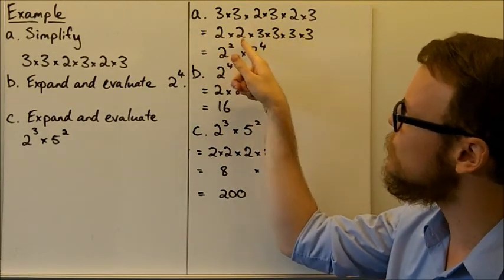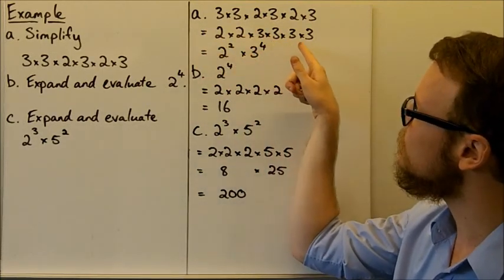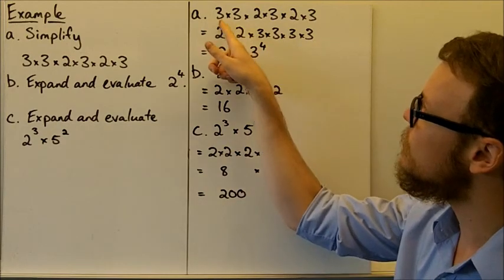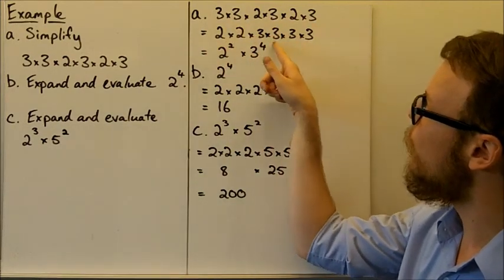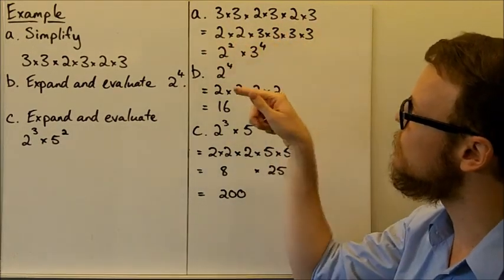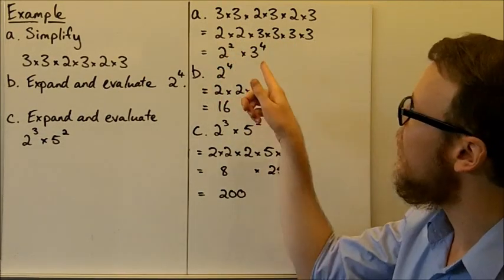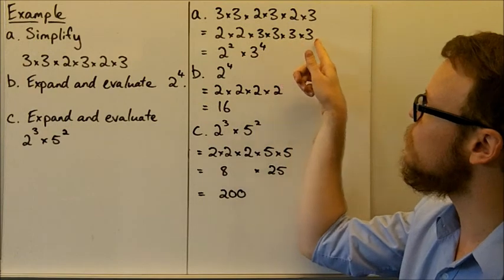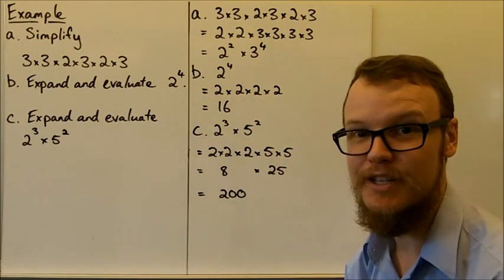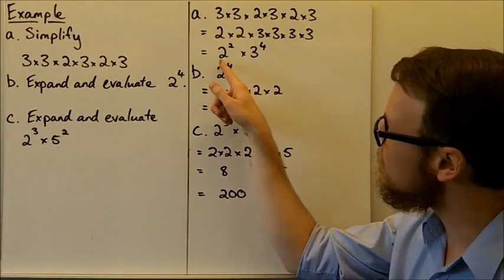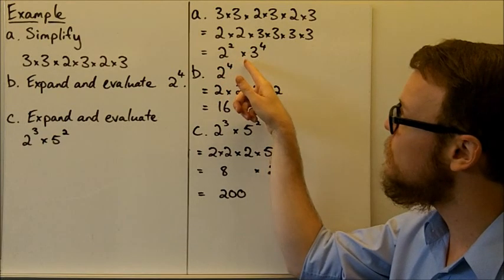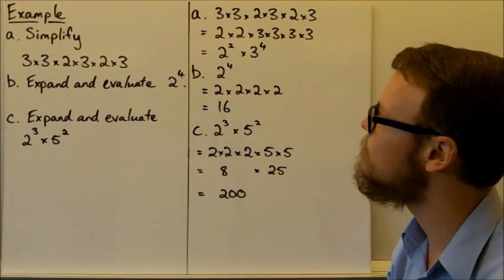So 2 times 2, and then times 3 times 3 times 3 times 3. We've still got our 4 3's and still got our 2 2's there. So 2 times 2 is the same as 2 to the power of 2, and 3 times 3 times 3 times 3 is the same as 3 to the power of 4. So that's it in a simplified way: 2 to the power of 2 times 3 to the power of 4.